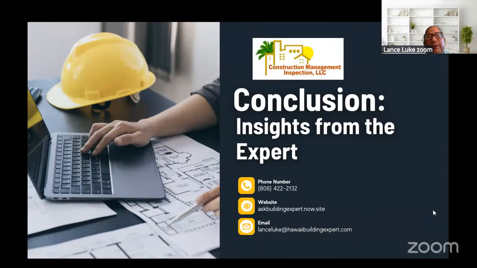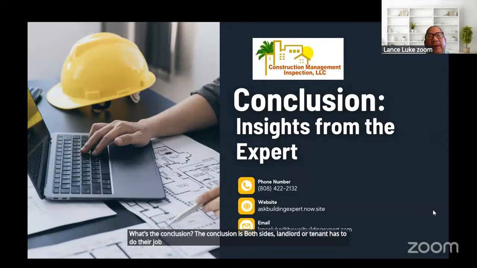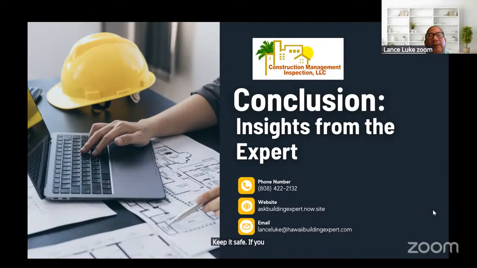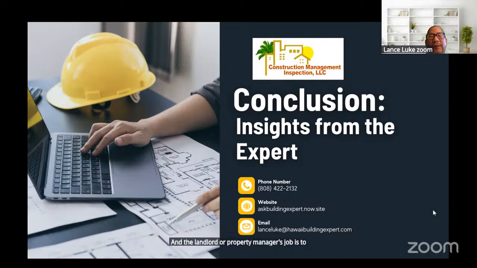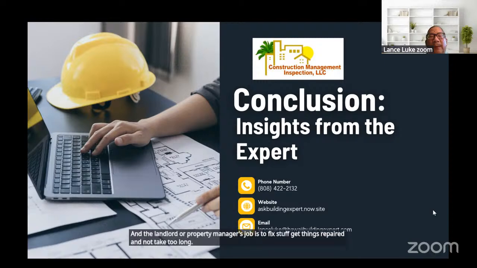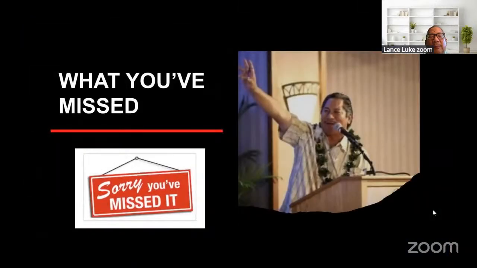What's the conclusion? The conclusion is both sides, landlord or tenant, have to do their job, maintain the property, keep the property in good working order, keep it safe. If you're a tenant, your job is not to fix stuff in the property. Your job is to let the landlord or property management know that things need to be fixed. Okay. And the landlord or property manager's job is to fix stuff, get things repaired and not take too long.